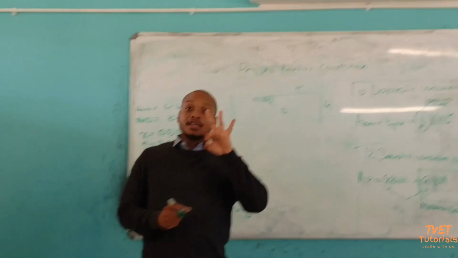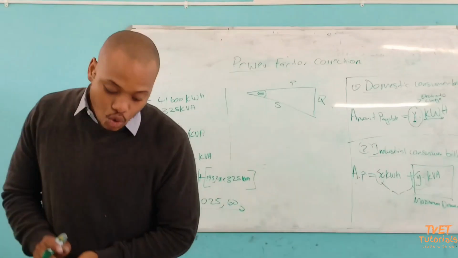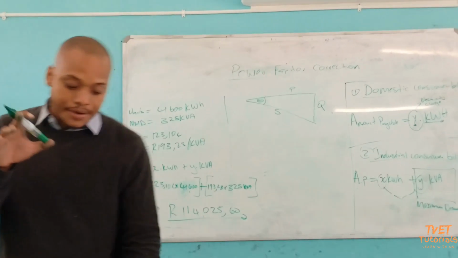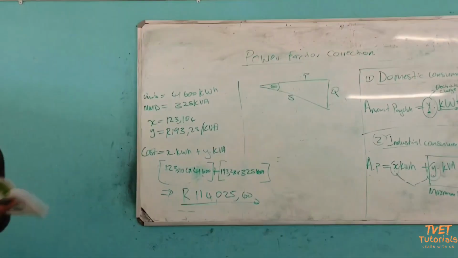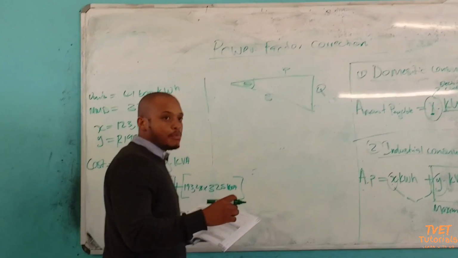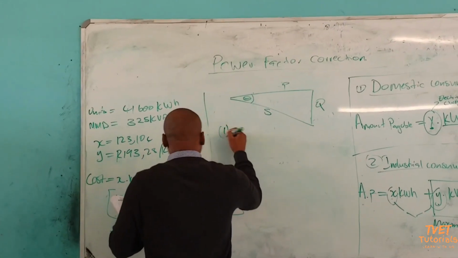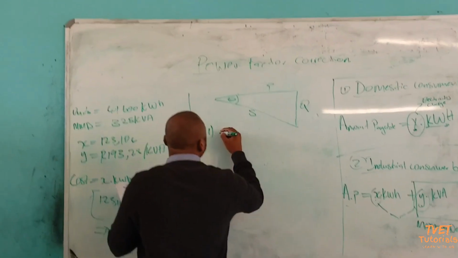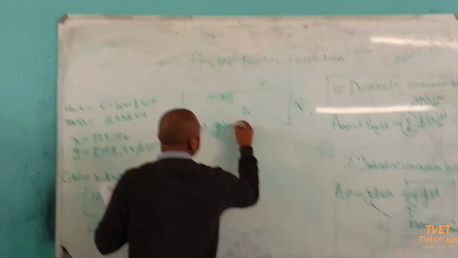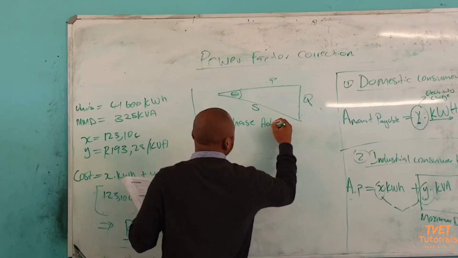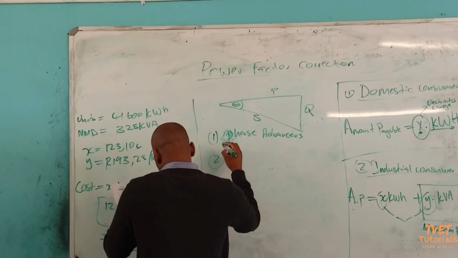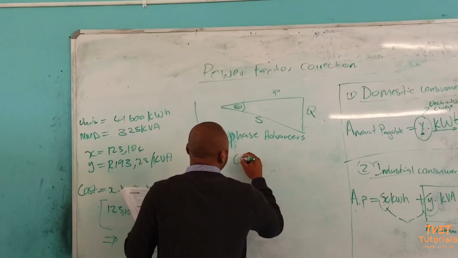So there are 3 things that we can do to correct our power factor. And again, mark this as important. Power factor correction may be asked, there are 3 things that you can do. So for you to correct the power factor, you can firstly use what are called phase enhancers. Second, you can use capacitor banks.